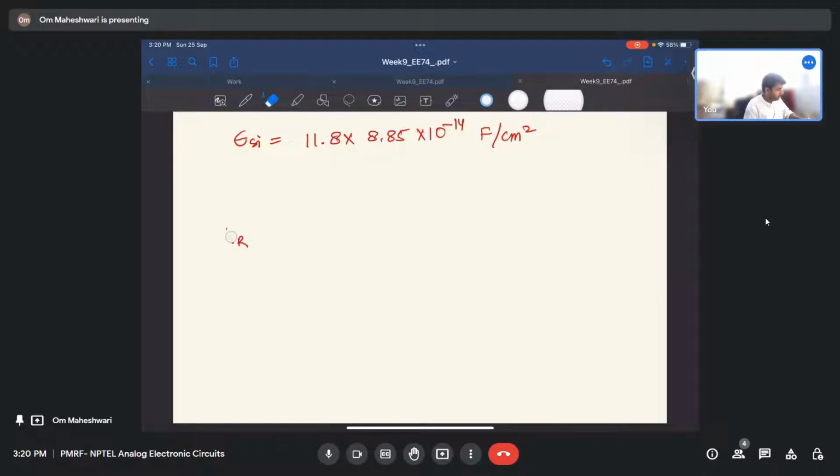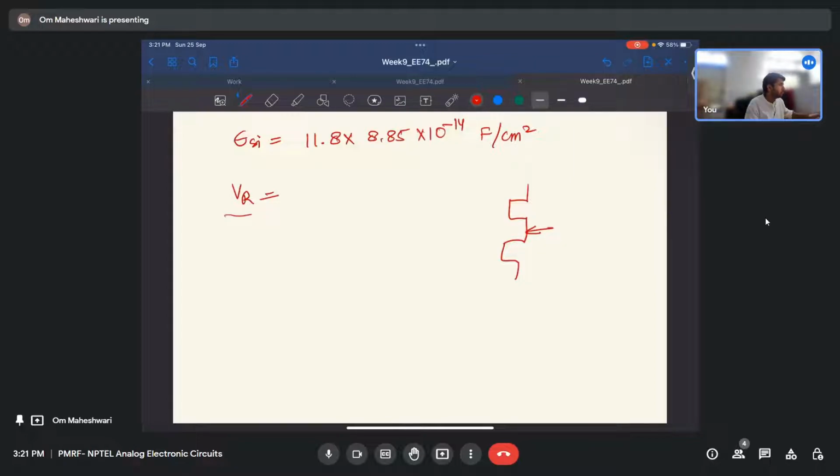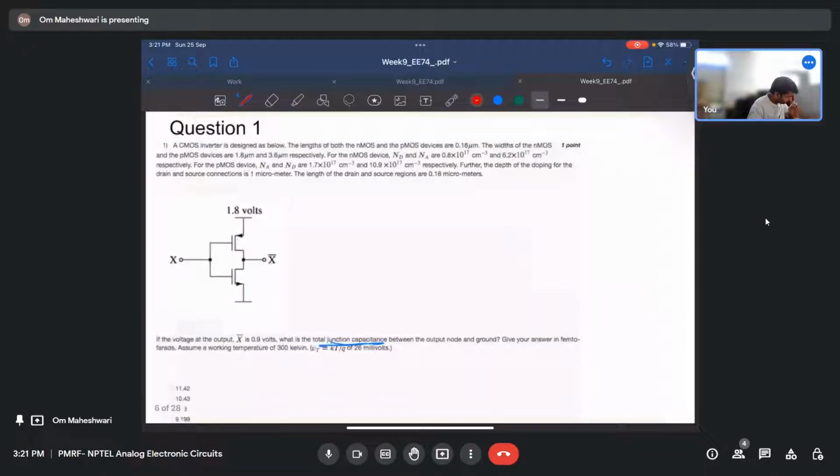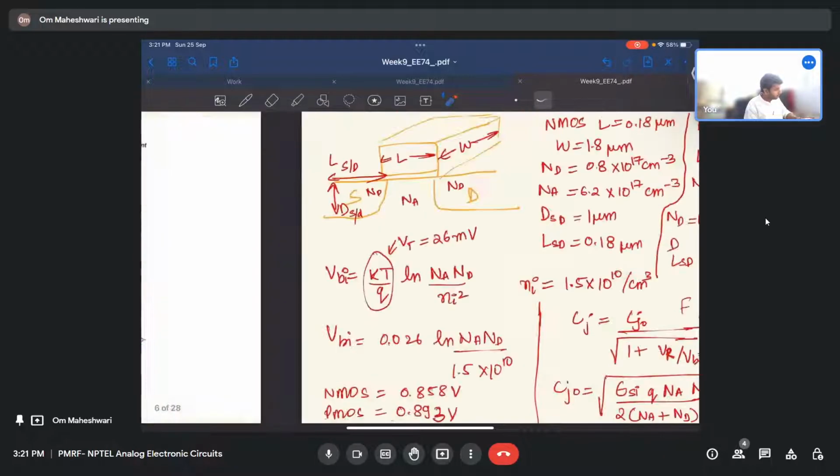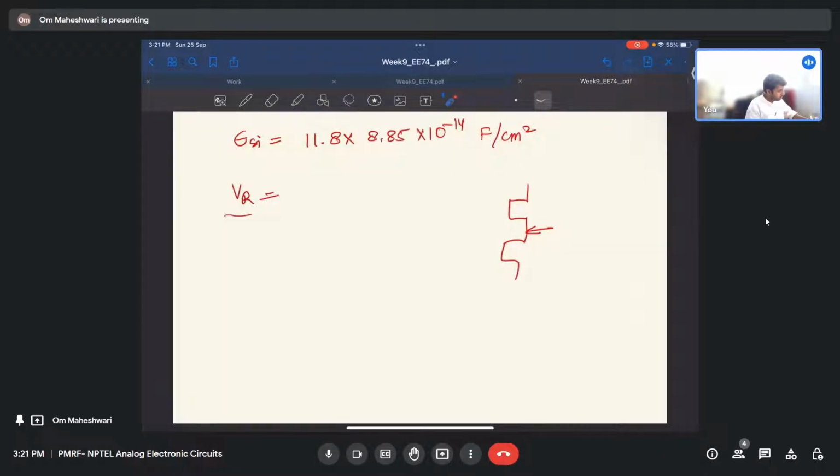So let us first talk about Vr. We have this circuit and we know the voltage at the output. It says the output is 0.9 volts. Let's say the body of this PMOS is connected here, and for this NMOS, its body will be connected to ground, while the PMOS body goes to 1.8 volt VDD.